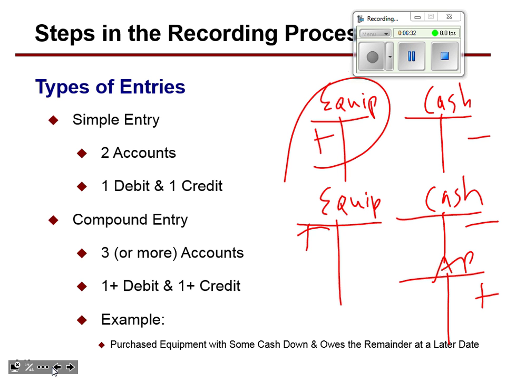You've known about that even since chapter 1. You just didn't know they had names, simple and compound entries. In either case, you always want to get that debited listed first, or number of debits listed first.